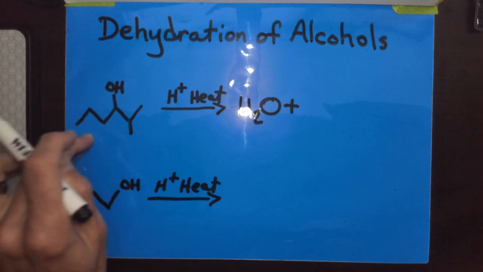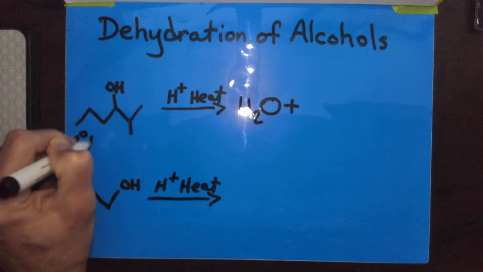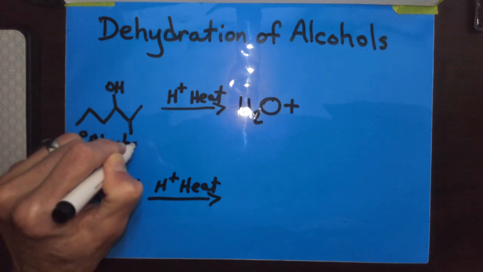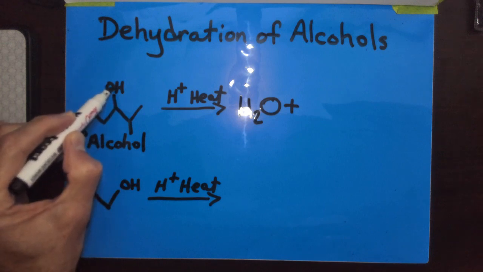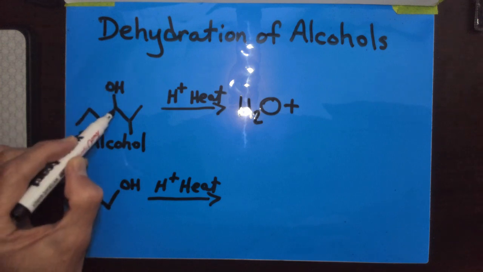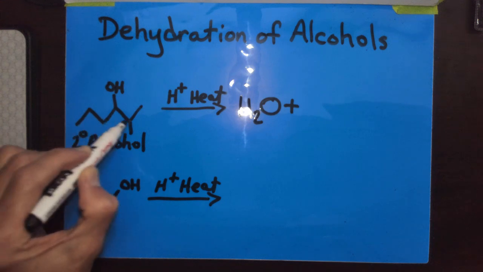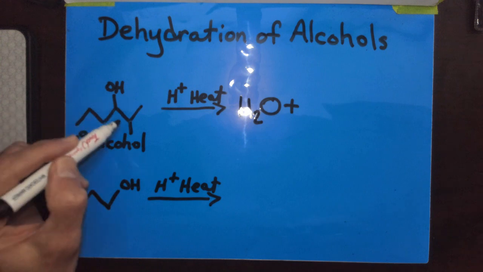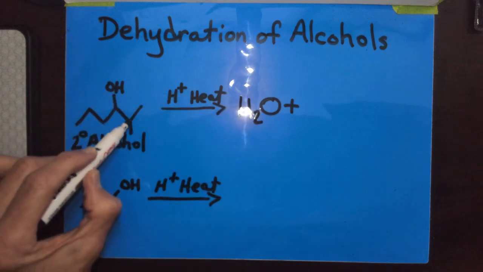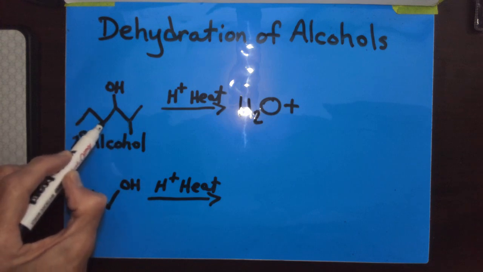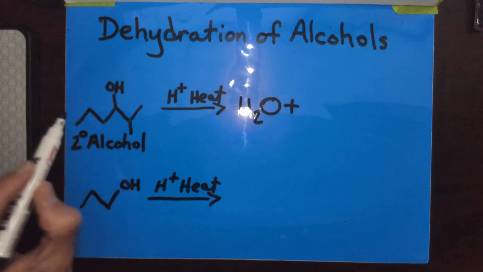Now, this is a special circumstance. This is a secondary alcohol. Okay, remember that a secondary alcohol means that the carbon with the hydroxyl functional group on it is directly bonded to two carbons. That's why it's called a secondary alcohol. So the hydrogen that goes with the OH to form the water could come from this carbon, or it could come from this carbon, which would give us two different possible products.